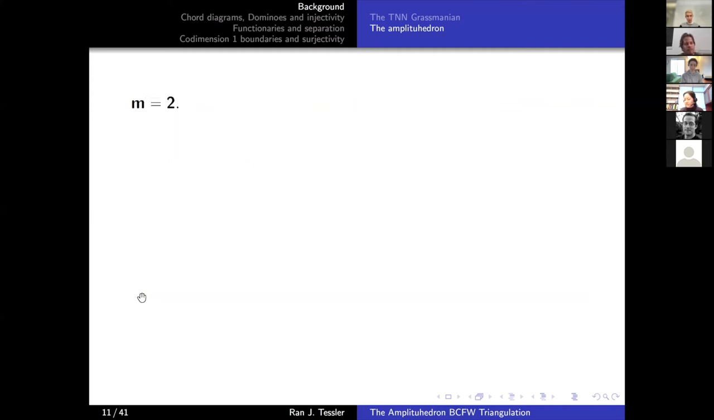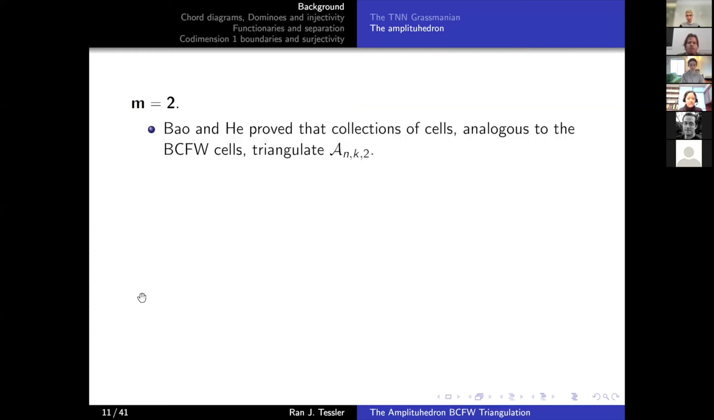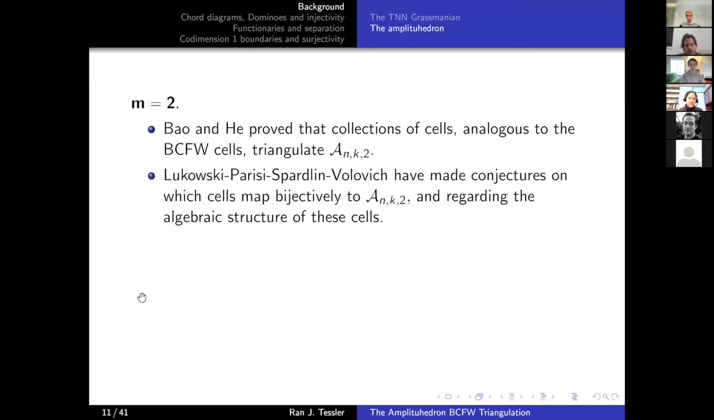So now let's move one step closer to the topic of our talk, and let's discuss a little bit the m=2 theory. There were various beautiful works on this case, which revealed rich and interesting mathematics. Bao and He proved that collections of cells which are analogous to the BCFW cells triangulate the m=2 amplituhedron. And Łukowski, Parisi, Spradlin, and Volovich made conjectures about which cells map bijectively to the amplituhedron.